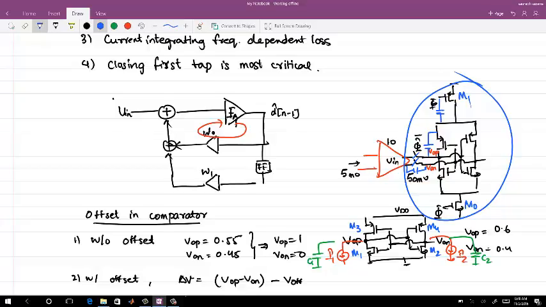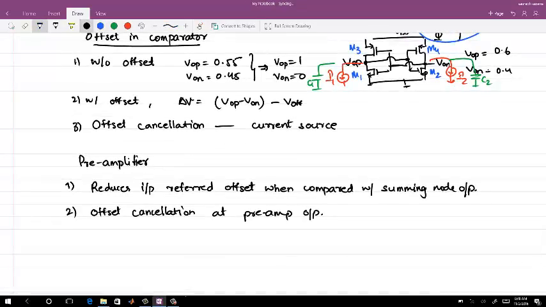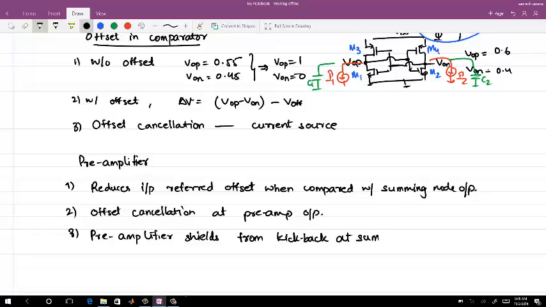So the preamplifier shields you from the kickback at the summing node. Okay, so a regular comparator is made up of two parts. One is a preamplification part, and another is the decision making part. So both the things are there.